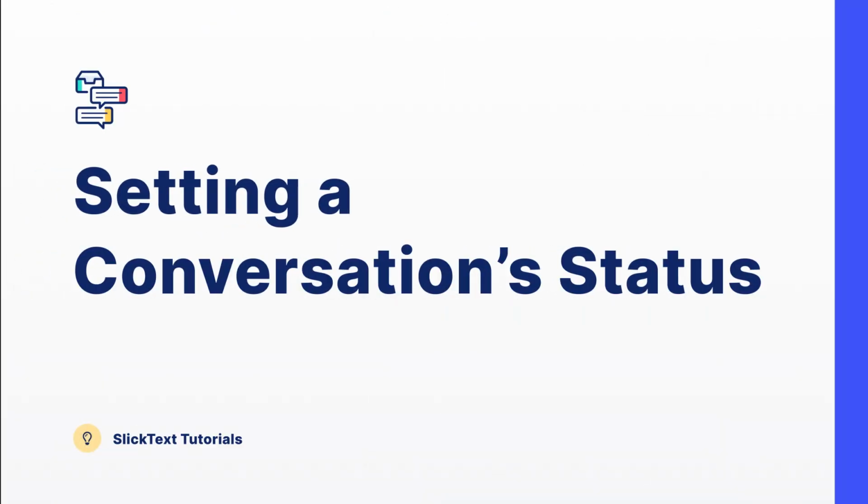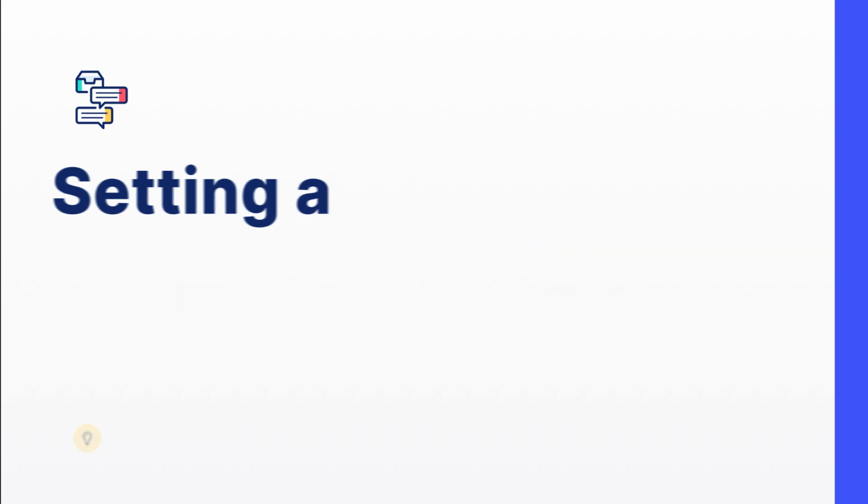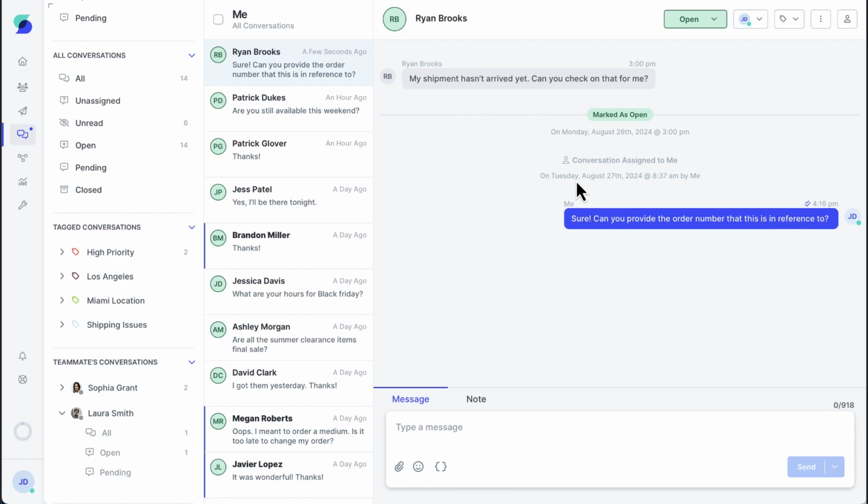There are 3 different statuses a conversation might be in: open, pending, and closed. Up at the top of this conversation, you'll see this message's status is open, which is automatically set anytime a message is received from a contact. You can click here to change the status to pending or closed.